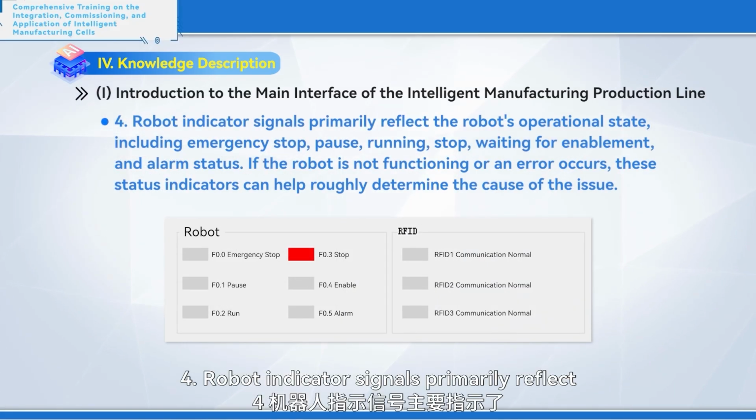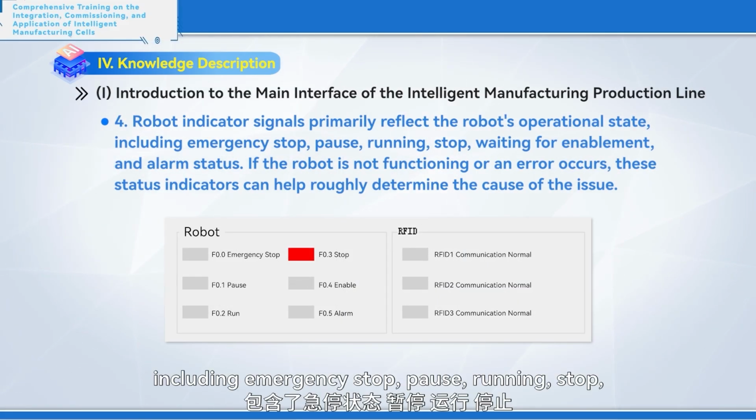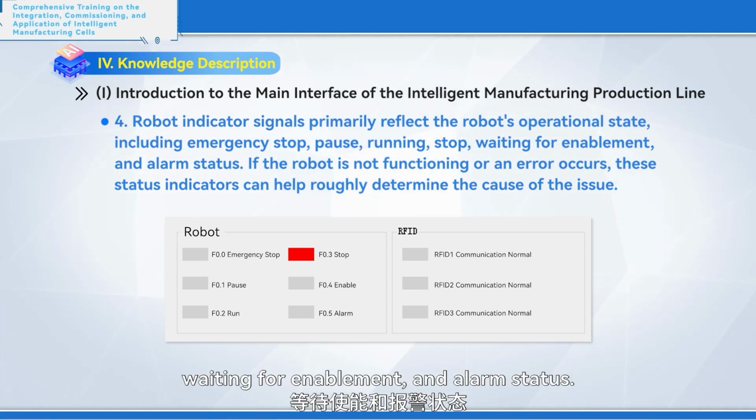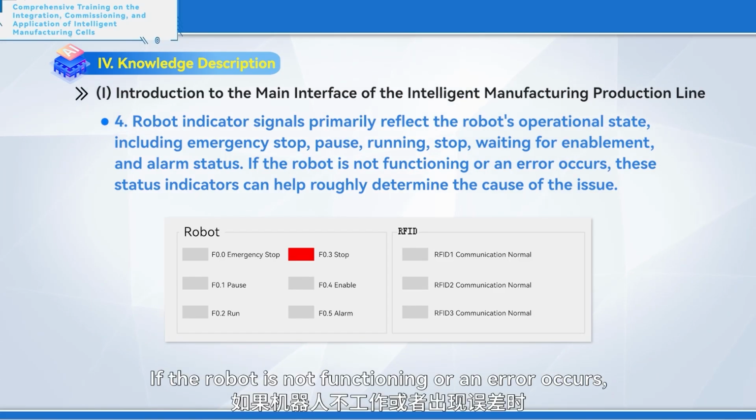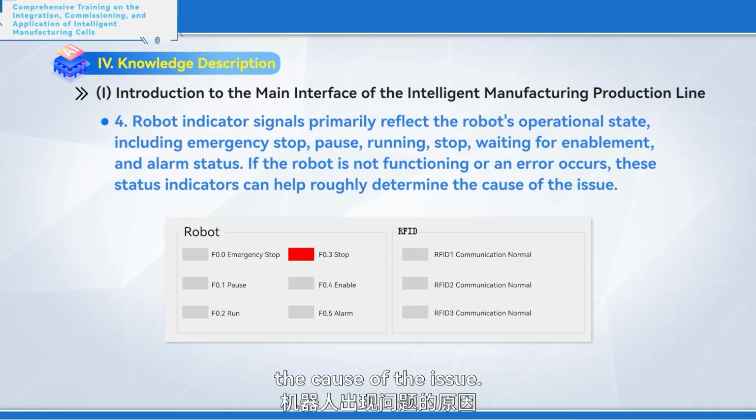4. Robot indicator signals primarily reflect the robot's operational state, including emergency stop, pause, running, stop, waiting for enablement, and alarm status. If the robot is not functioning or an error occurs, these status indicators can help roughly determine the cause of the issue.